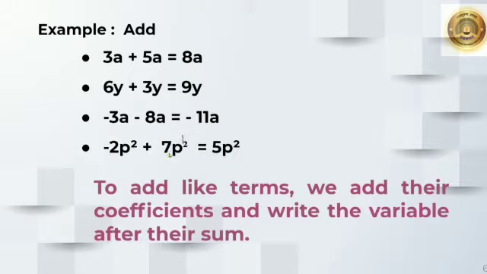When the two numbers have different signs, what do you do? You have to find the difference and put the sign of the bigger number. So here you have minus 2 and here you have plus 7. The difference is 5 and the sign of the bigger number is positive. So the answer will be 5p square.